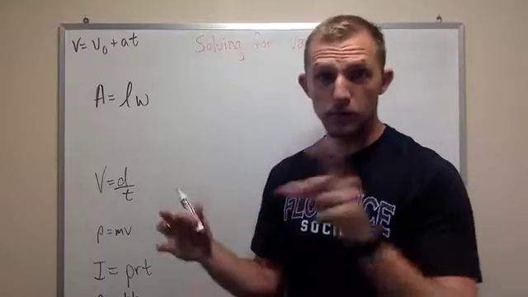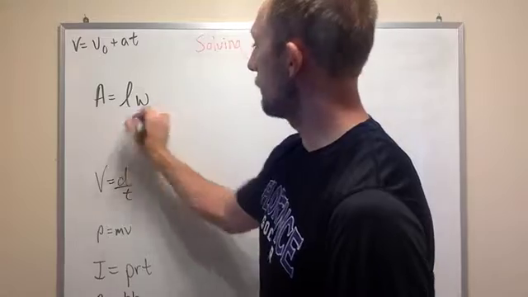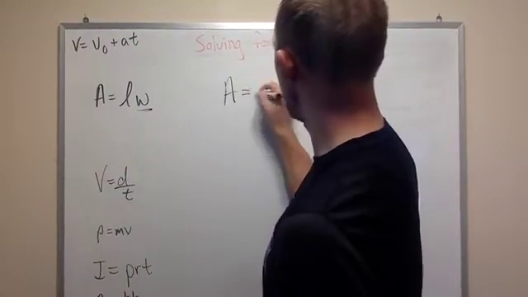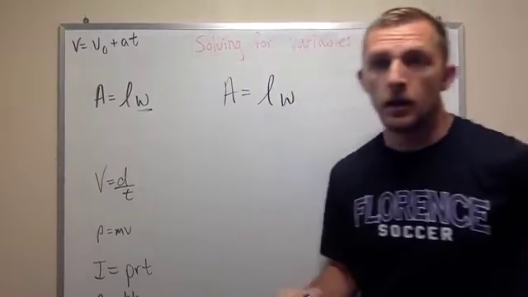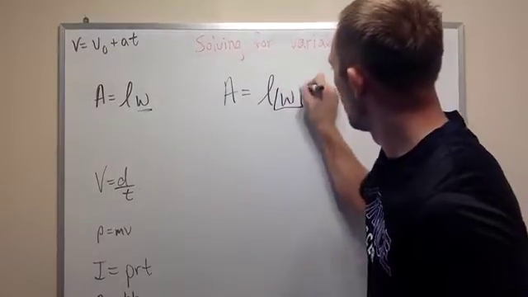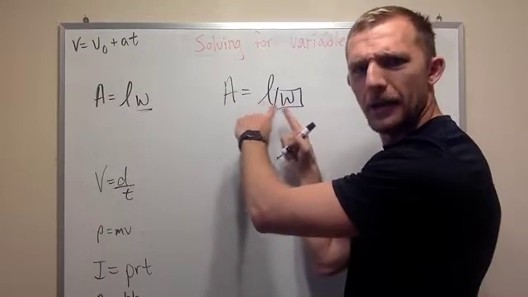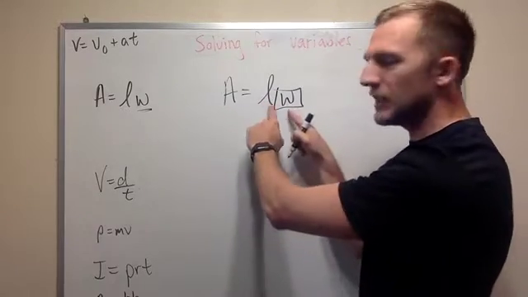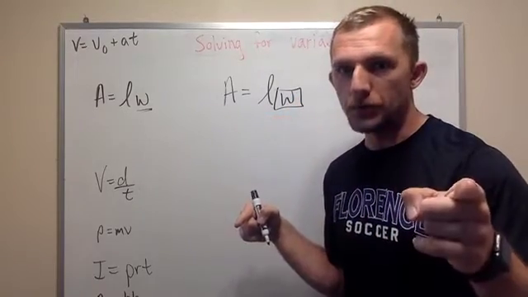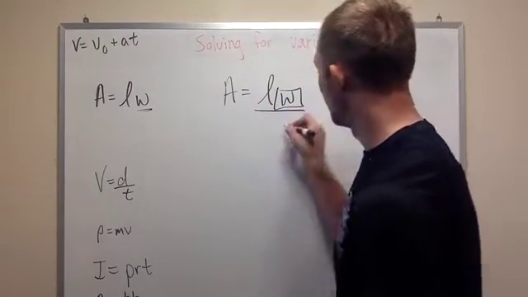Okay, so let's use that example I used earlier. Let's say I want to solve for W, right? Right now I have A equals length times width. Whenever I'm solving for W, I want this to be on its own. So how do I do that? Well, these are joined by multiplication, right? So to get these split, I need to do the opposite, right? Order of operations, right? So I need to divide by L.